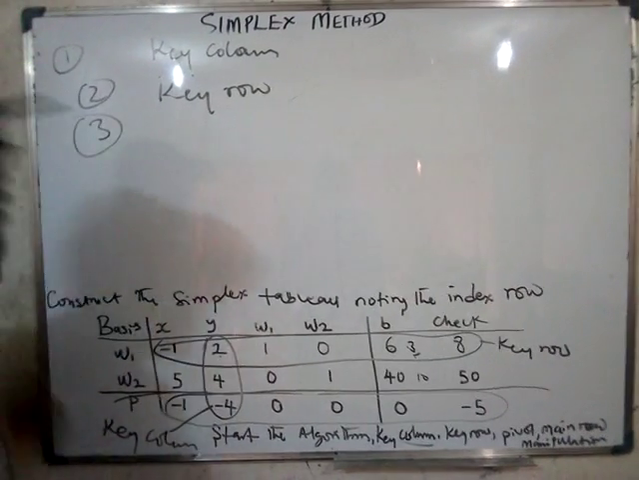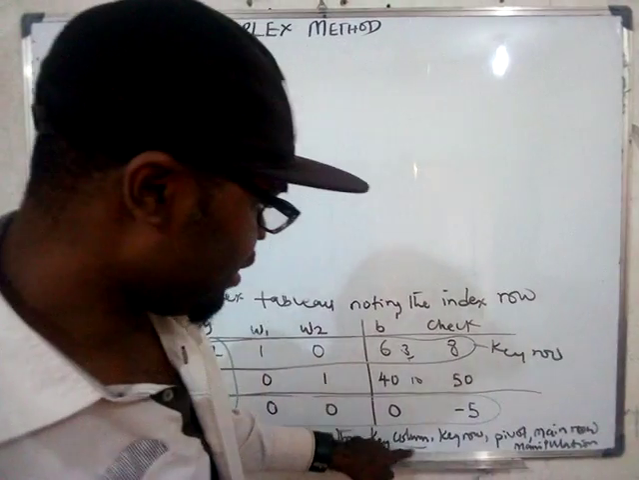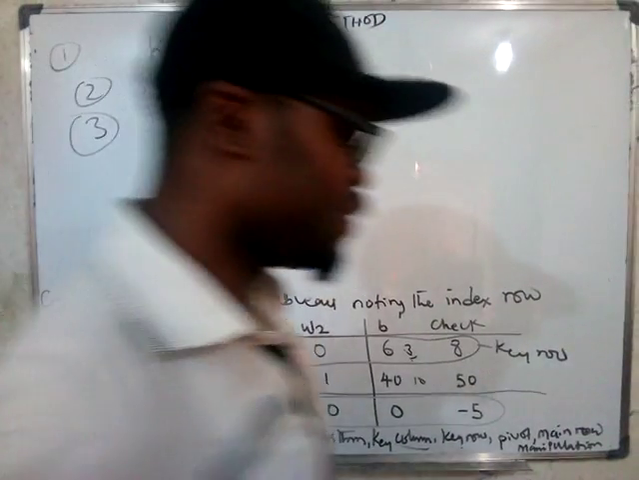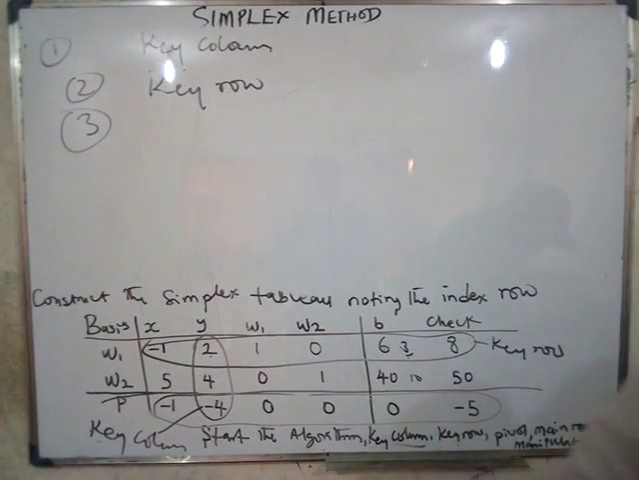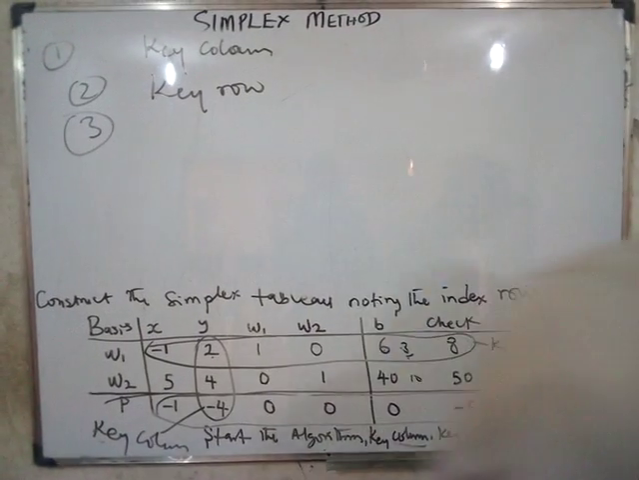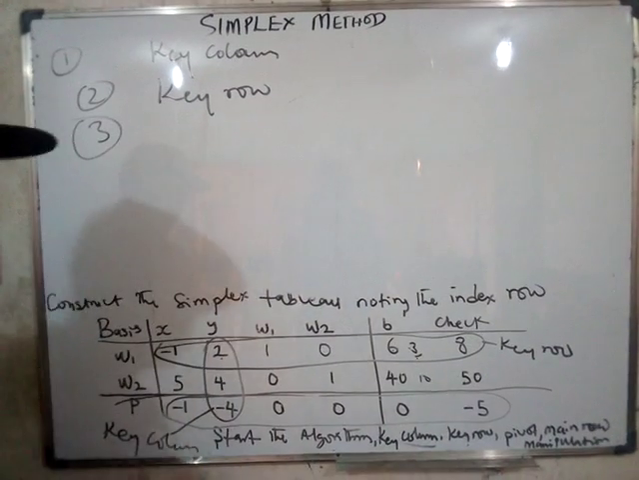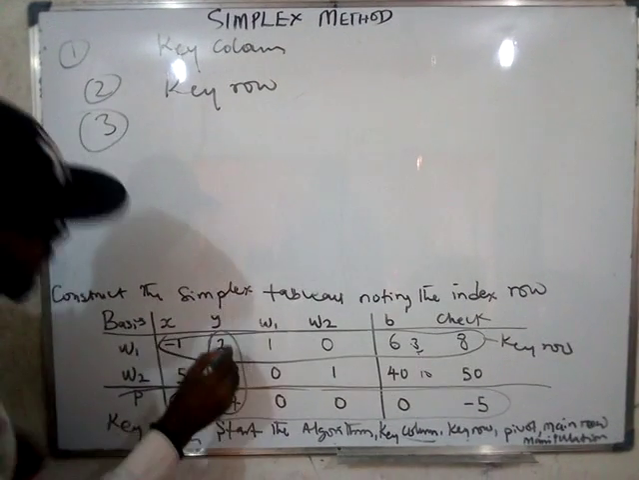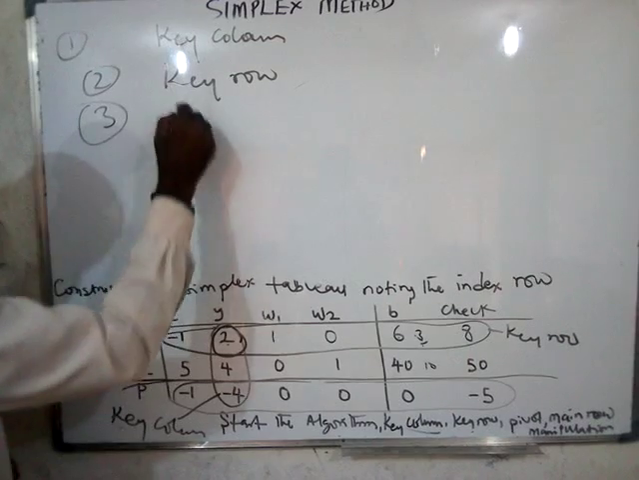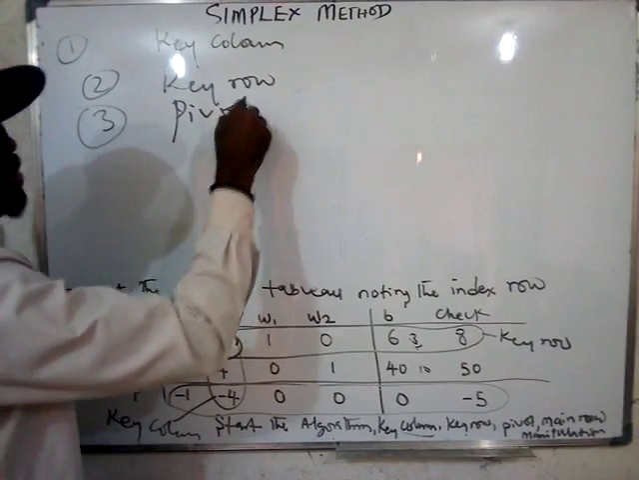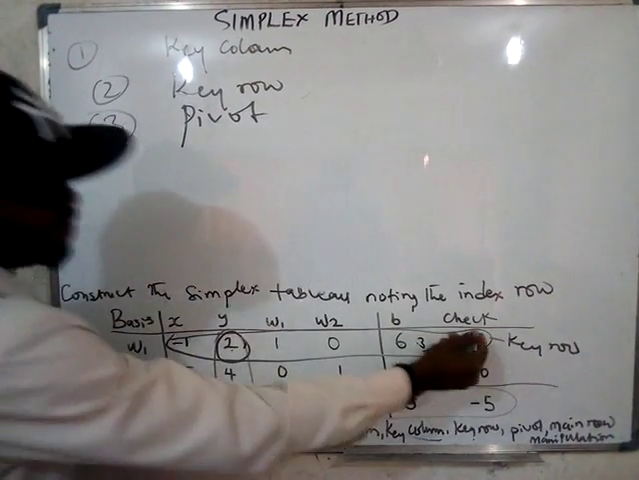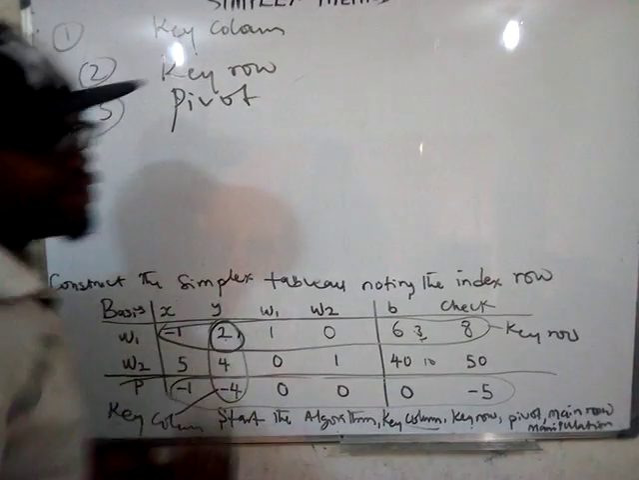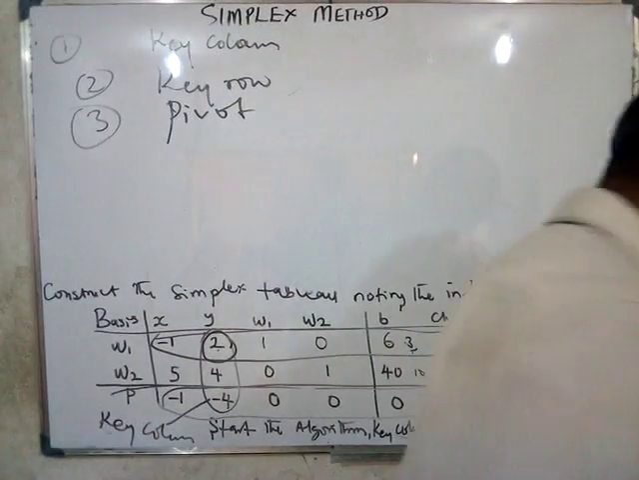Then the third thing now is to get the pivot. You can see key column, key row, pivot. So how do you get the pivot? The pivot is simply the intersection between the key row and the key column. Can you see the intersection here is 2? So number 3 is the what? Pivot. And the pivot is the intersection between the key column and the key row, which is 2. So we identify the pivot.